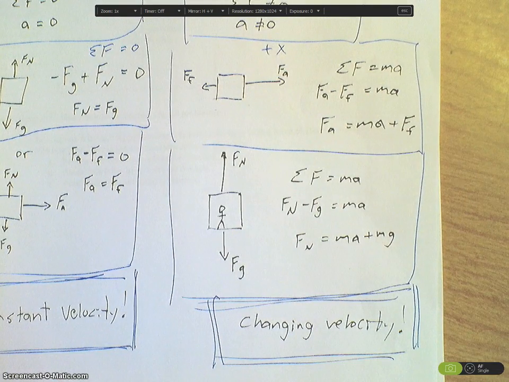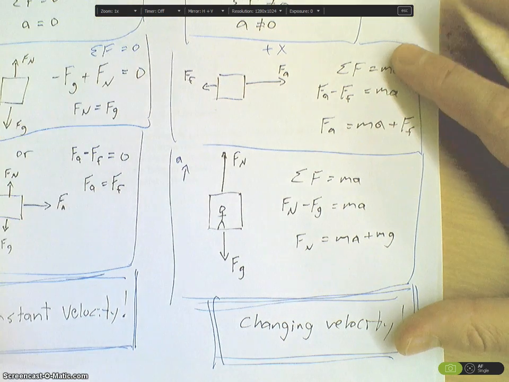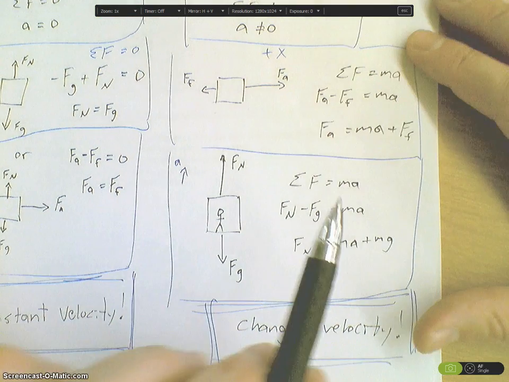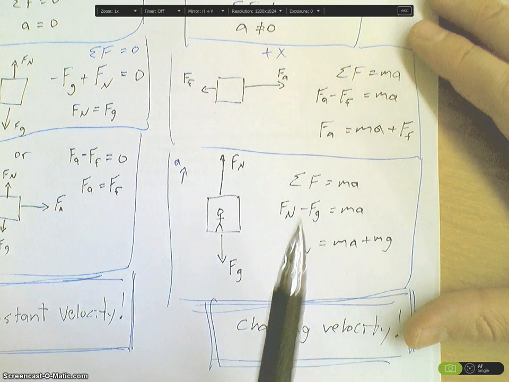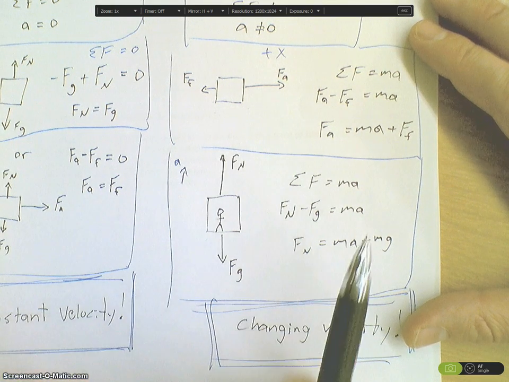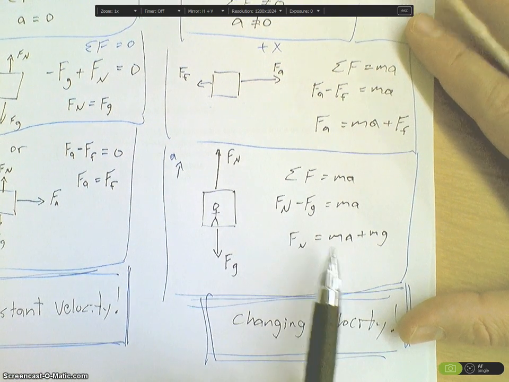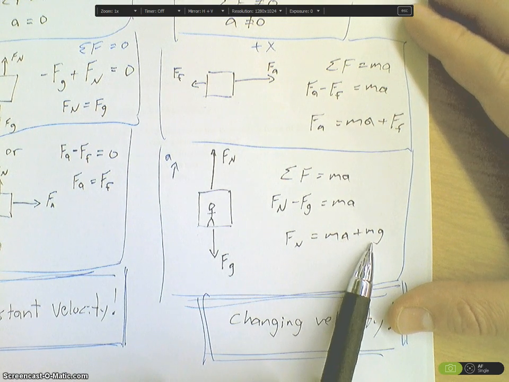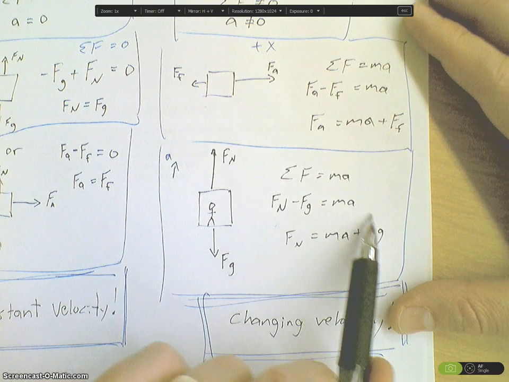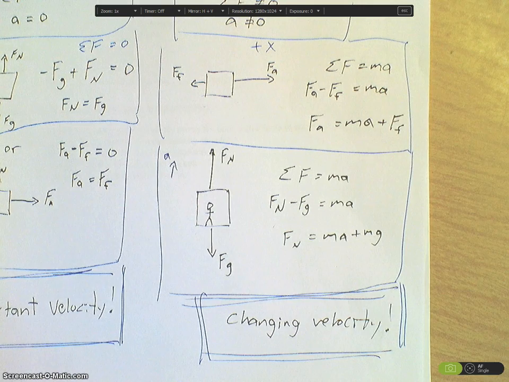What about an elevator? What if an elevator was accelerating upward? Then there is a positive net force upward. This is what it would look like on a free body diagram: the normal force would have to be bigger than Fg. Mathematically, net force equals ma, so force normal minus Fg equals ma. In this case, the normal force is equal to ma, your mass times the acceleration upward, plus the force of gravity. This mathematically explains why you feel heavier when an elevator is accelerating upward.